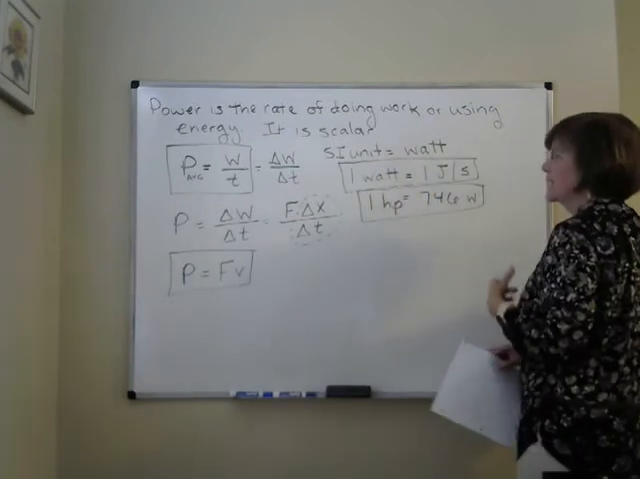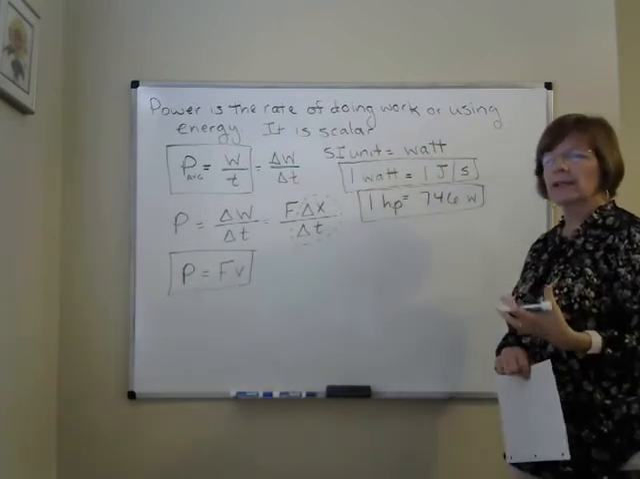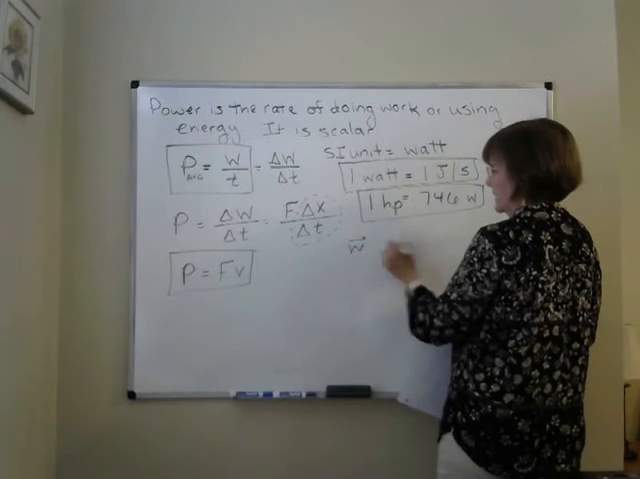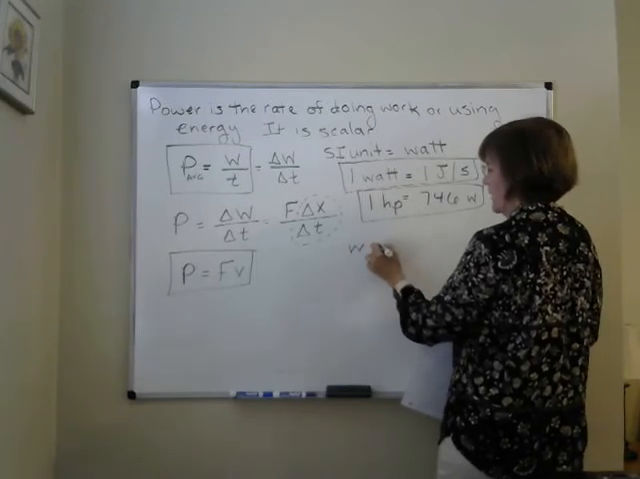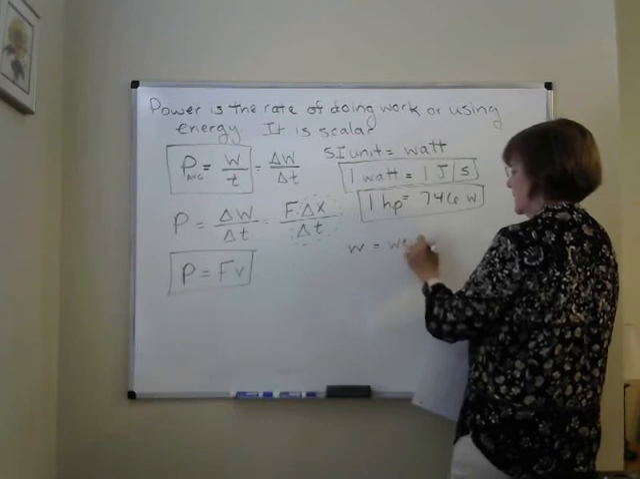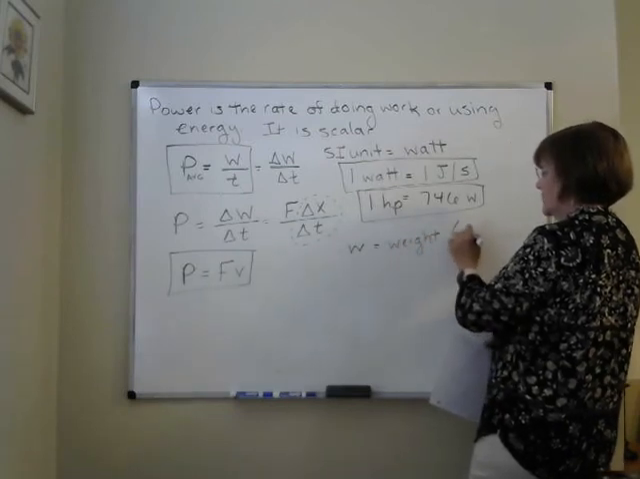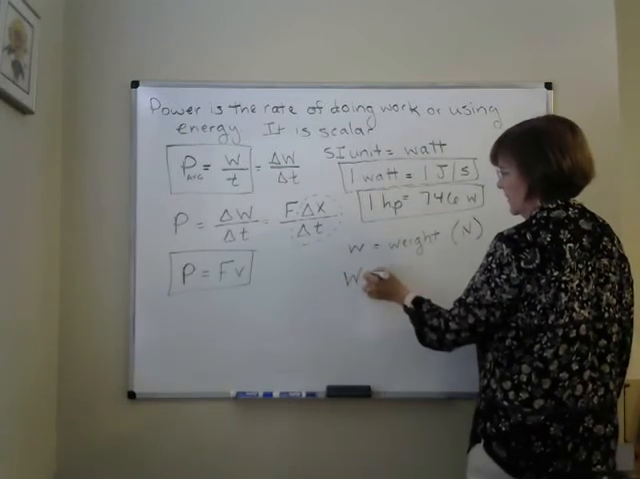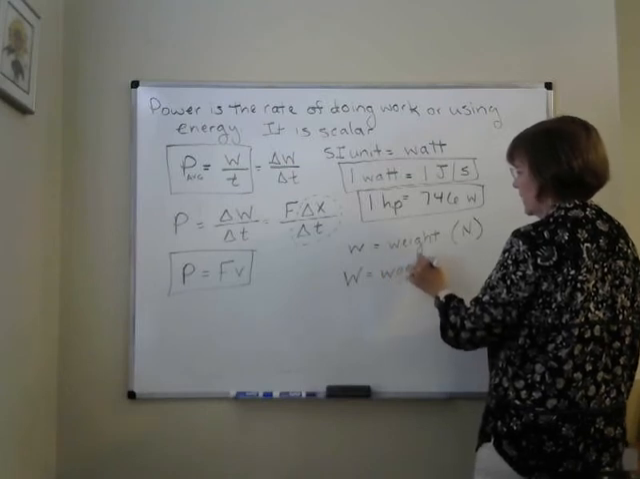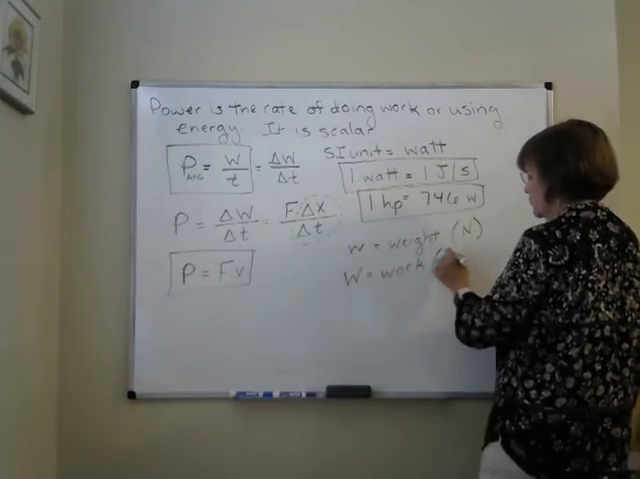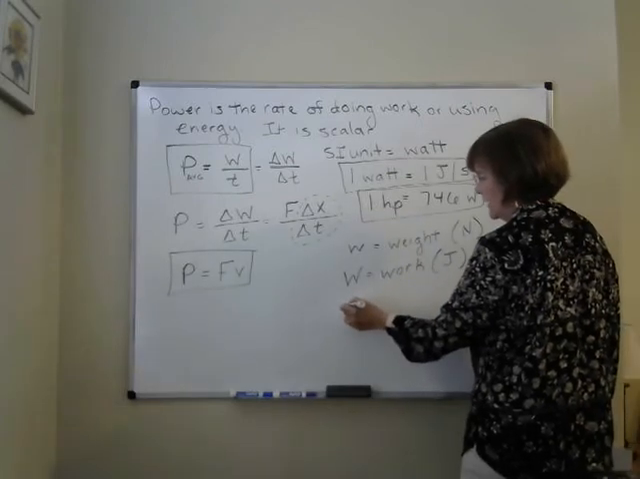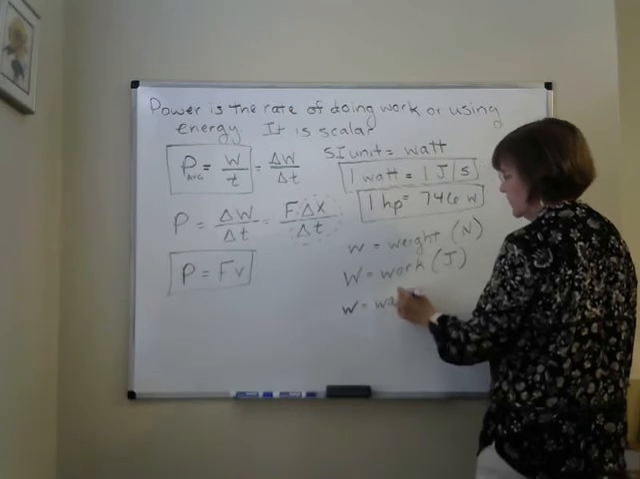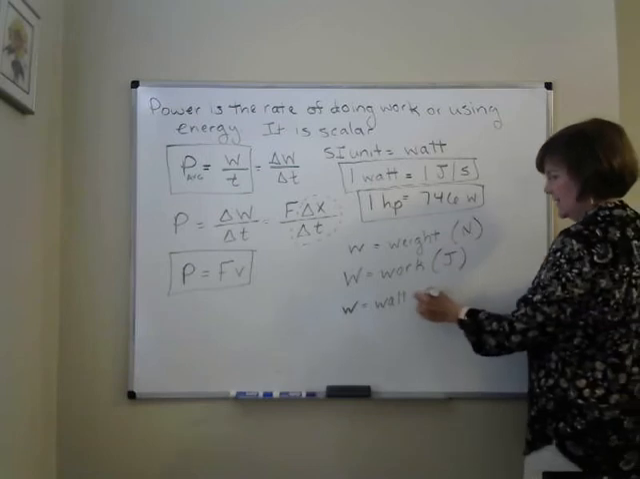Now, I want you to be careful because I've just introduced a unit with a W. We have this lowercase w, sometimes with an arrow, usually without. That means weight. You can tell it's weight because it will have a unit of newtons. We also have this uppercase W. That stands for work. You'll be able to tell it's work because it has a unit of joules. And we have another lowercase w, which of course is watts. You can tell it's watts because it is a unit.